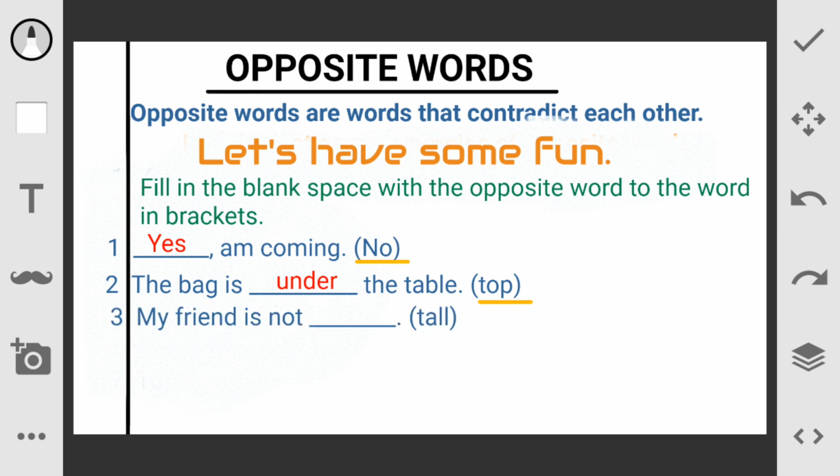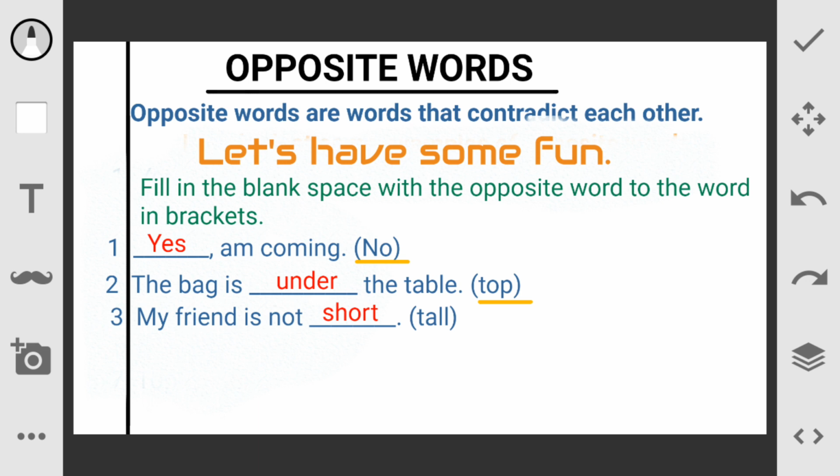Let's look at sentence number 3. My friend is not dash. In brackets, we have to. So what is the opposite of to? The opposite of to is short. My friend is not short.